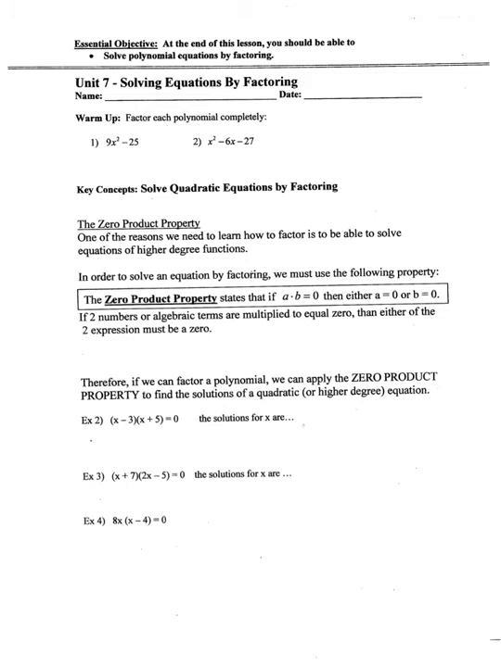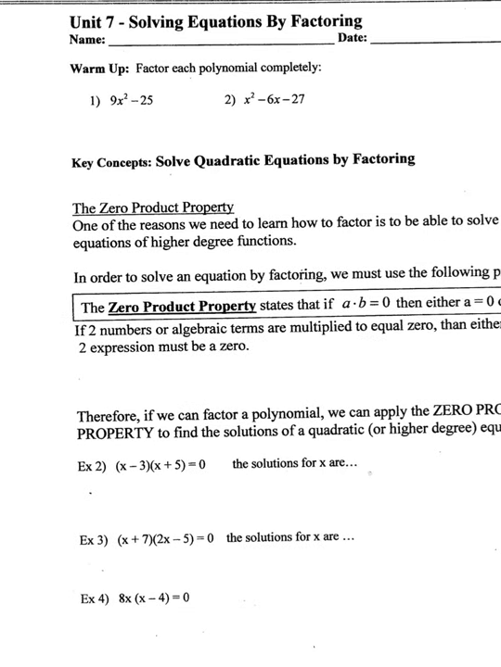First of all, I got a couple warm-ups just to make sure you know how to factor. So when we look to factor this first expression here, we realize that it has two terms, right? And we also realize that we have some perfect squares, and that the powers are even. That reminds us of the difference of two perfect squares.